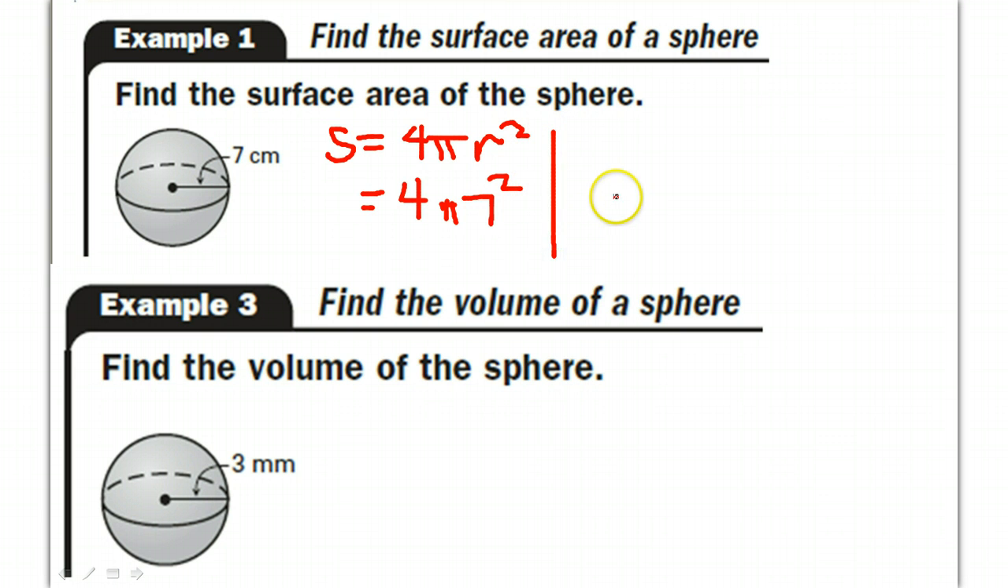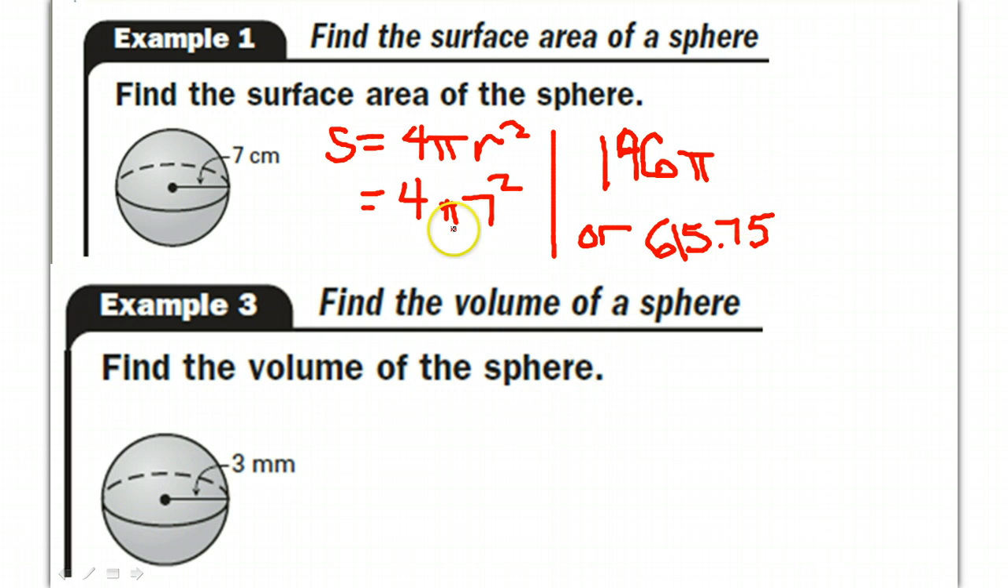Can you give me an exact answer for that? 196. Alright, 196 pi, that would be the exact answer. Or, what would that be as a decimal? 615.75? Okay, so it's just straightforward using of the formula.